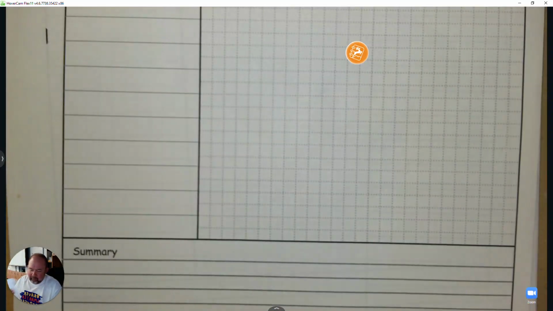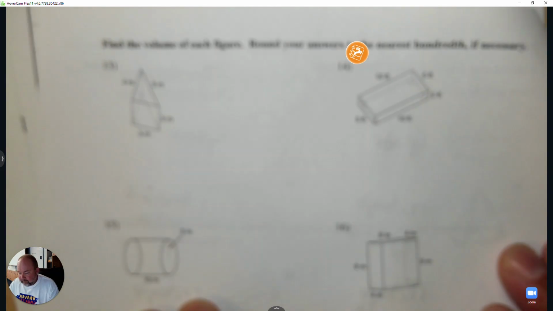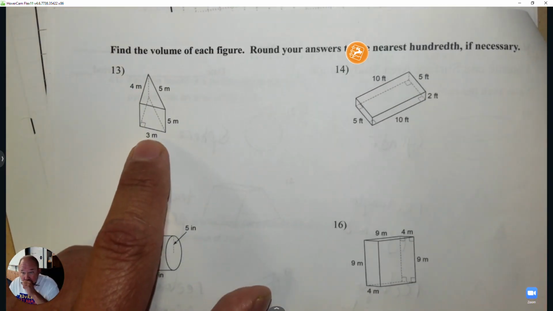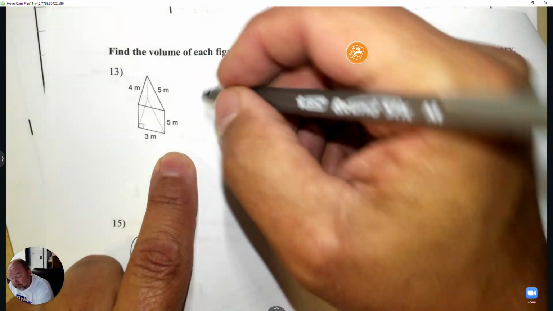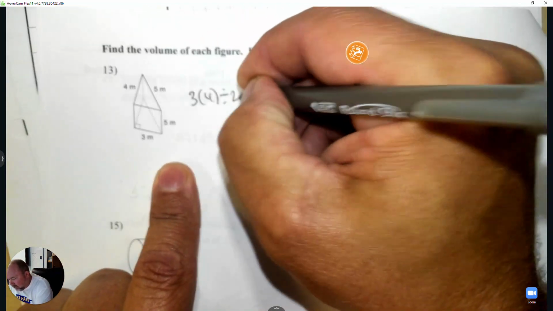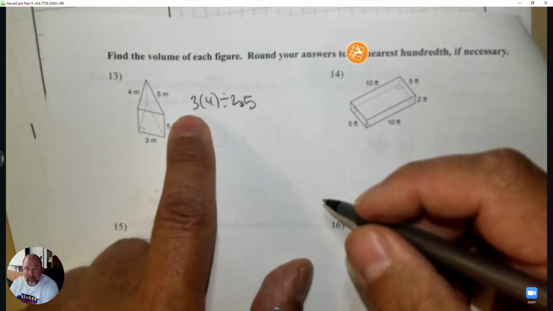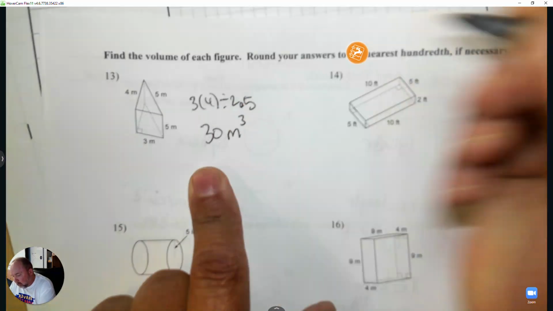Turn the page. Can you find the volume of each one? So identify it's a prism. Identify what the shape is. So this is a triangle prism. So the volume is the area of the base, which is a triangle. So I go 3 times 4 divided by 2. And then I multiply that times the height. So 3 times 4 divided by 2 times the height. If I do that, I get the answer 30, and it's meters cubed for volume.